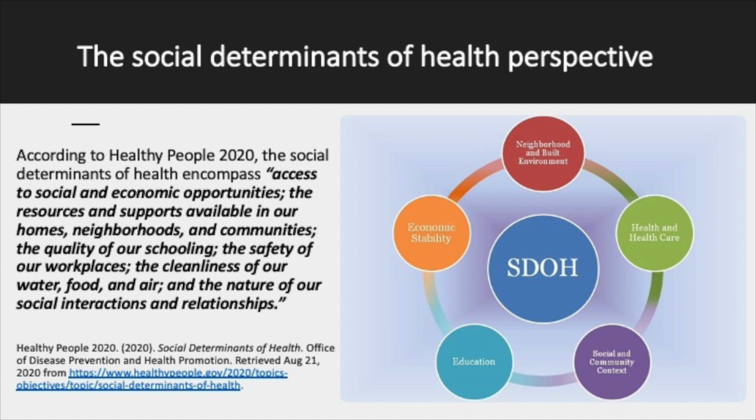I found a nice definition here. So according to Healthy People 2020, these determinants encompass access to social and economic opportunities, the resources and supports available in our homes, in our neighborhoods, in our communities, the quality of schooling, the safety of workplaces, the cleanliness of our water, food, and air, and beyond all of that, the nature of our social interactions and relationships. So this is really an approach that looks across social institutions, that looks across social contexts to try to understand why health inequalities emerge the way that they do in society and in our population.